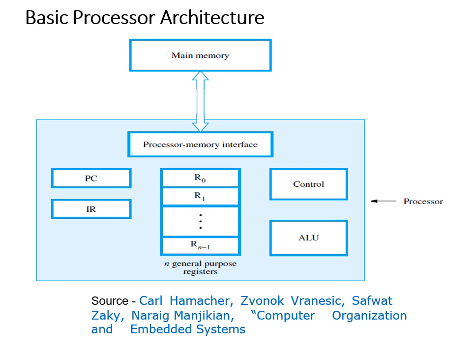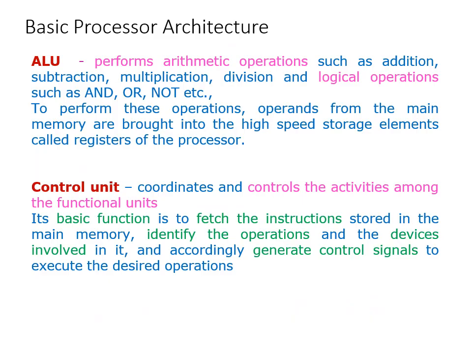The control unit generates the control signals, and it also controls the activity throughout all the blocks involved in a processor. And the ALU unit performs arithmetic as well as logical operations when the program is being executed. The basic processor architecture.